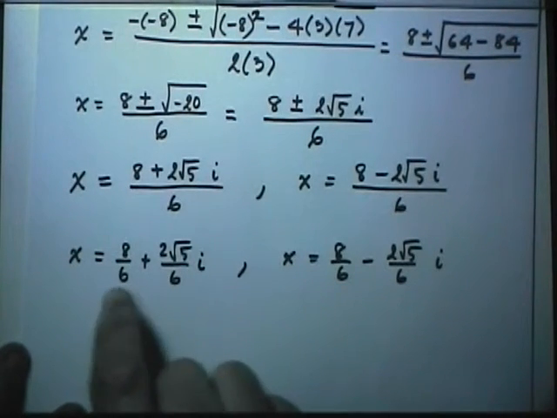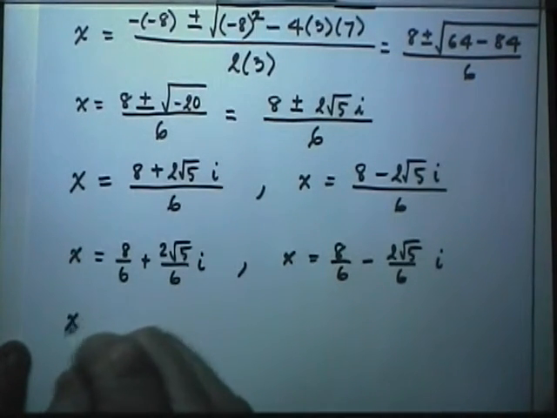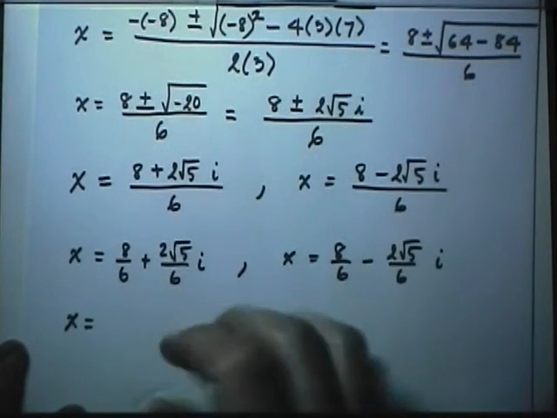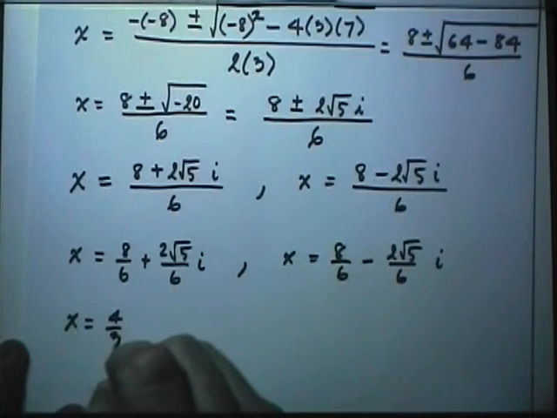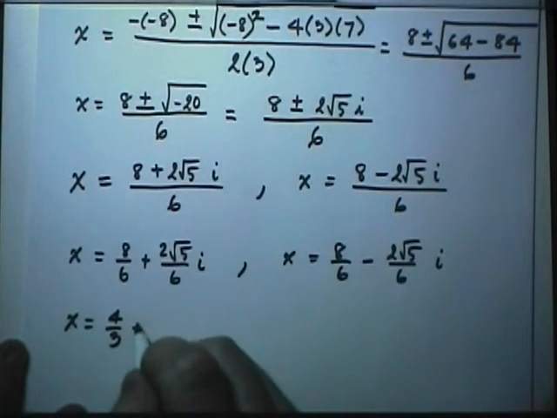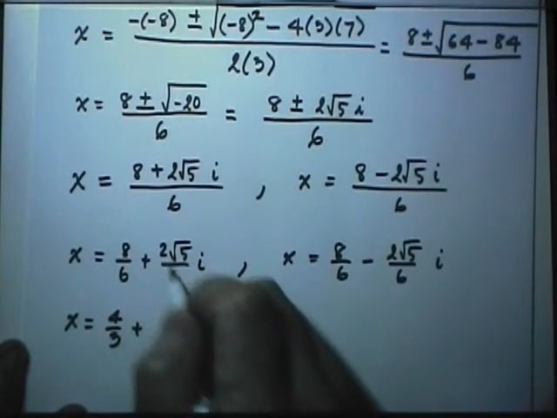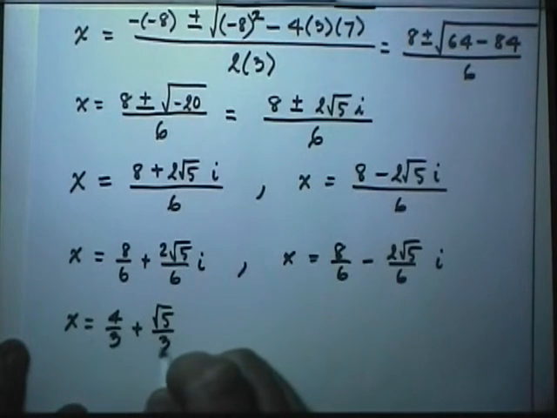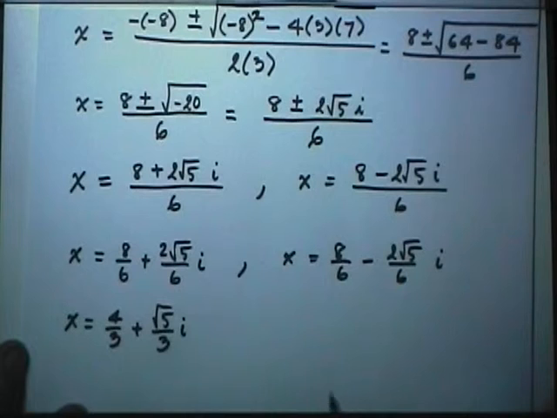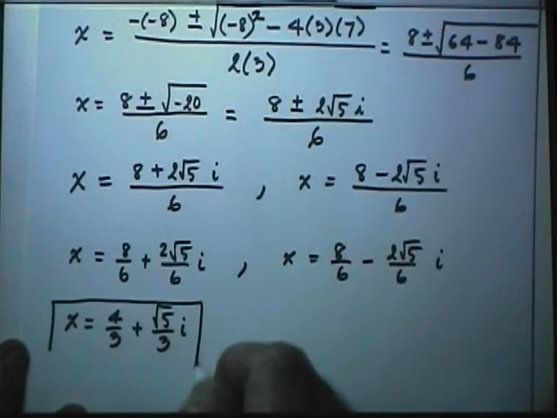And so now in each of the solutions here, you can do some reductions, right? You can simplify the fractions a little bit. So 8 over 6 is reduced into 4/3, right? Plus, now you can also reduce that 2 here in this next fraction, so you get square root 5 over 3i. Okay? And that's my first solution to the equation.